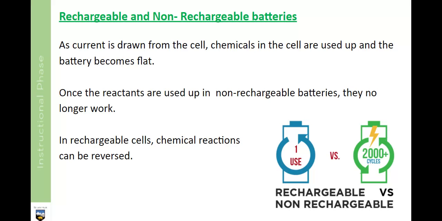In rechargeable cells and rechargeable batteries, the chemical reactions can be reversed, usually by adding some form of electrical charge to it. So, for example, you can recharge your phone batteries by plugging it into a charger, which provides electrical energy to the device, which recharges the chemicals inside.